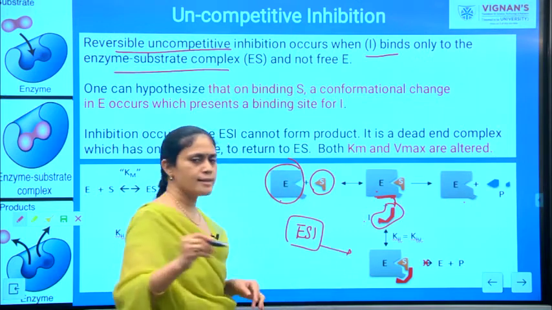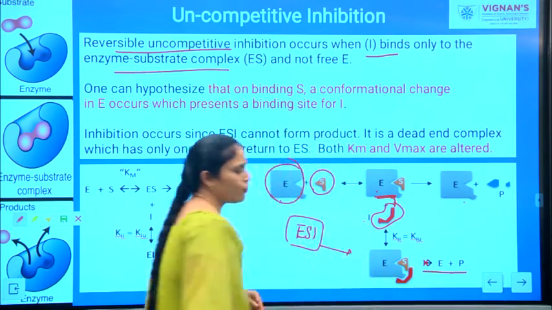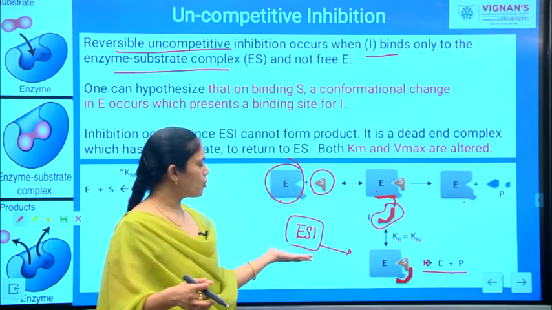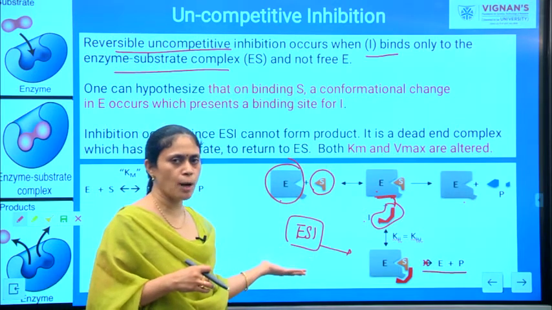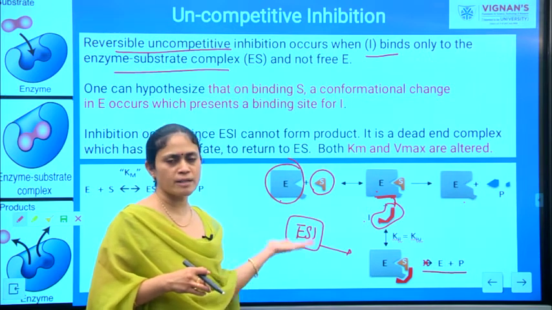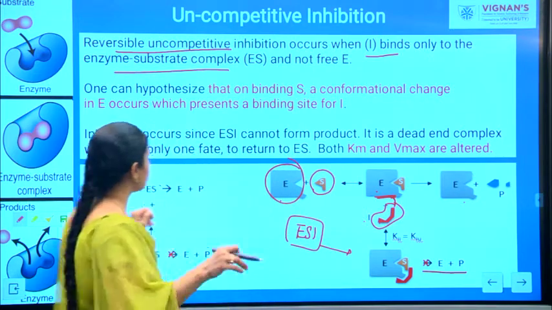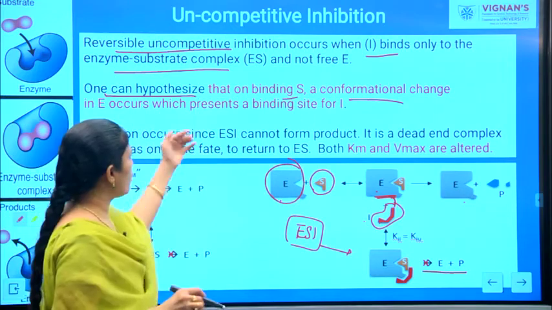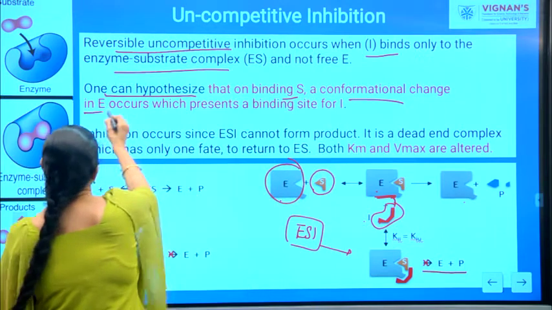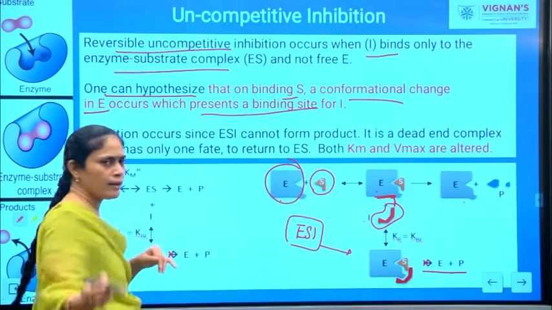Here we are getting your enzyme substrate inhibitor complex, which is not allowing further reaction where you would normally be getting your product. But as you got the enzyme substrate inhibitor complex, a dead end complex is formed. This enzyme substrate inhibitor complex is a dead end complex. So there won't be any probability of formation of your product. So one can hypothesize that on binding, yes, a conformational change will occur to the enzyme molecule, which presents a binding site for your inhibitor.